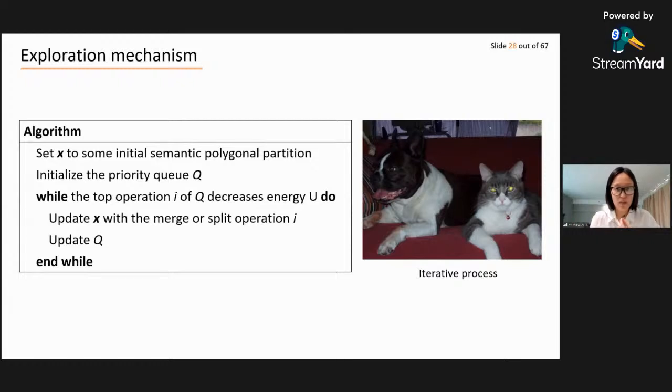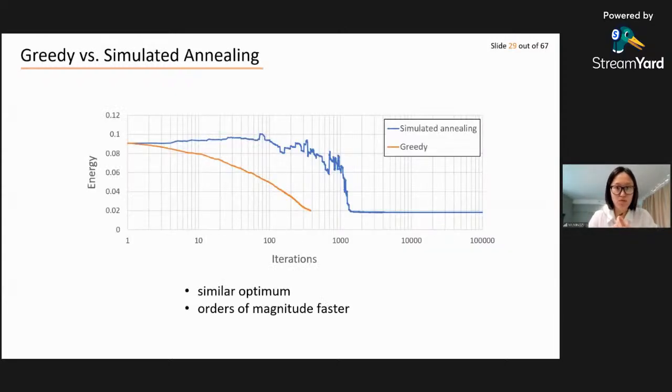On the right is a visualization of the exploration mechanism. We can see that some regions, like the dog's nose, that are originally inaccurate, are corrected by the splitting and merging process. As compared to non-local methods like simulated annealing, starting from the same initial partition, the greedy optimization scheme achieves similar optimum while being orders of magnitude faster.